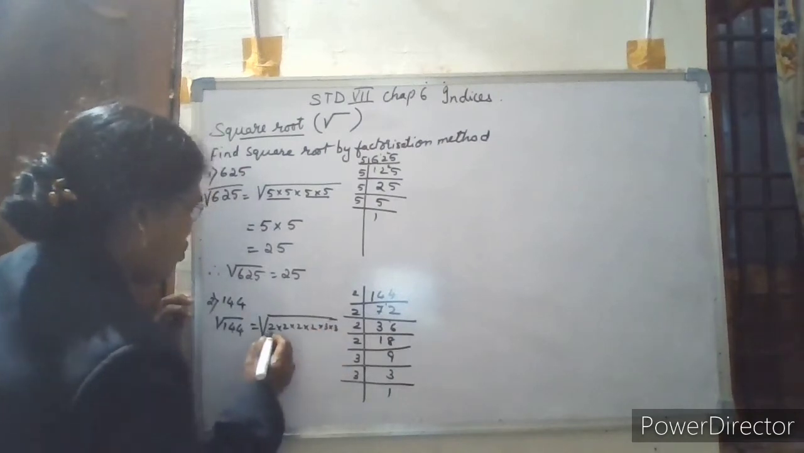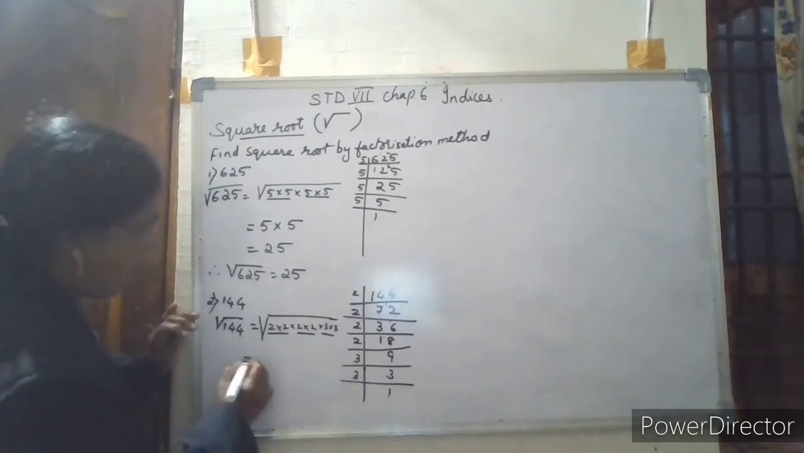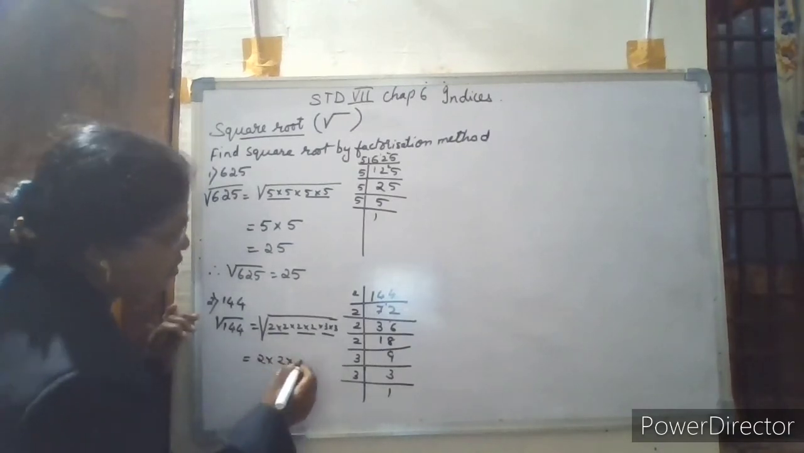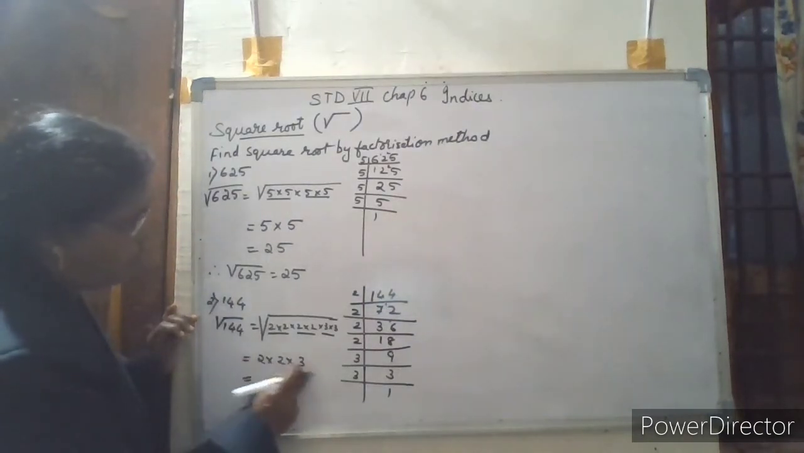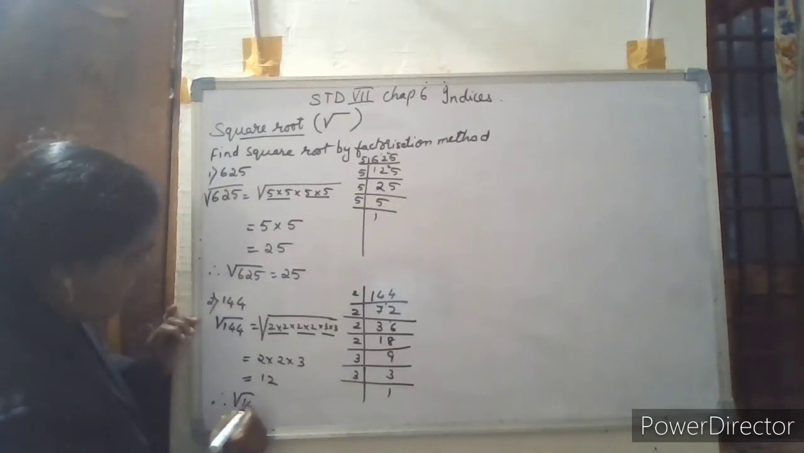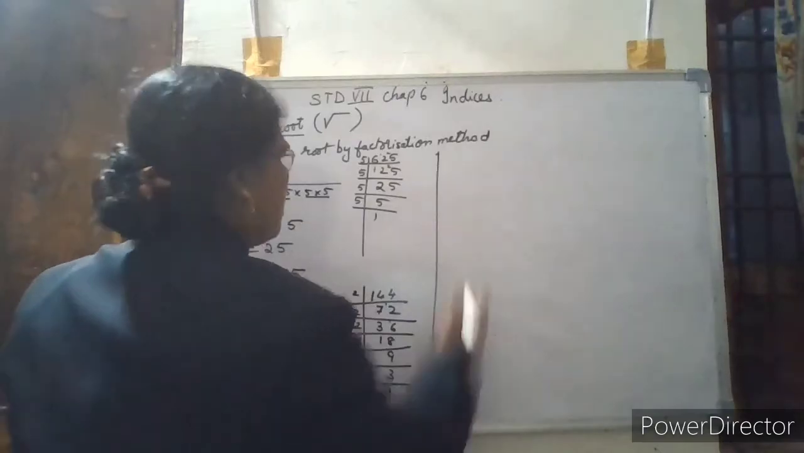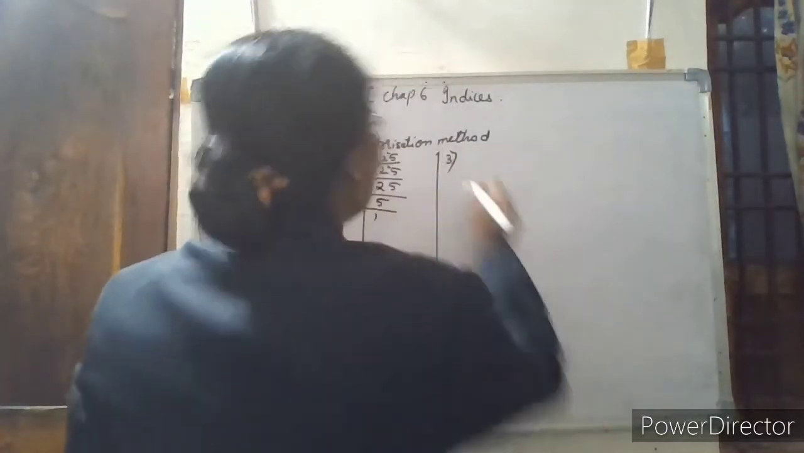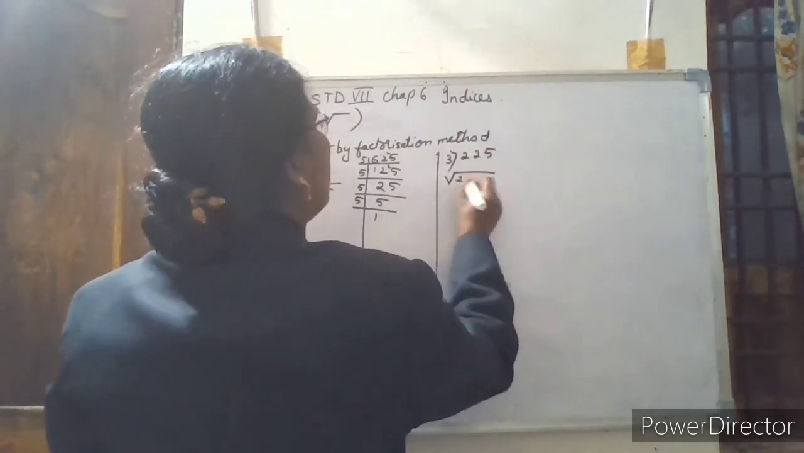Make pairs of same numbers. So this will come out as 2 into 2 into 3; we have to take each pair only once. So 2 fours are 4, 4 threes are 12. Therefore, root of 144 is equal to 12. Third example, 225. So root of 225.